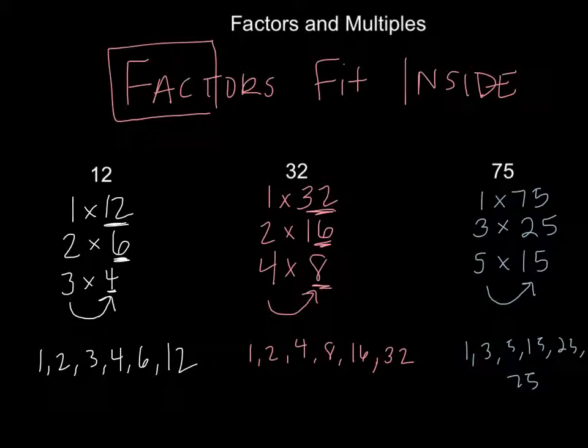So something I want you to notice is that each factor list for every number is always going to have 1 and that number as the beginning and end point. And you can use your divisibility rules to help you find all of the factors that fit inside of numbers.